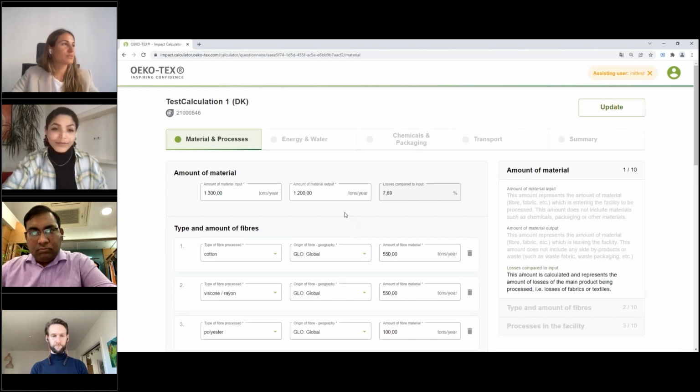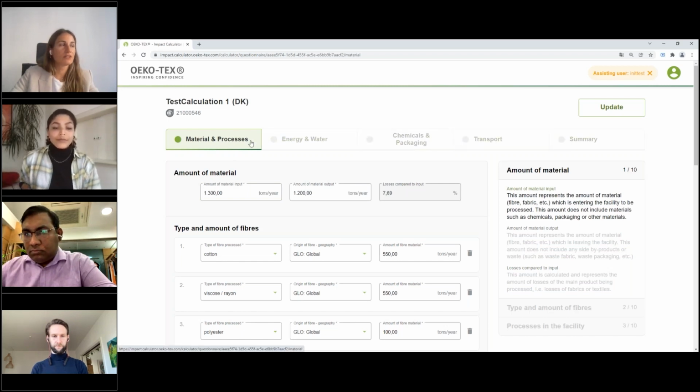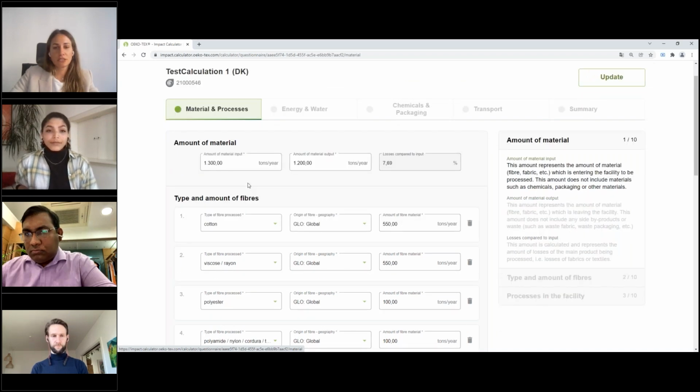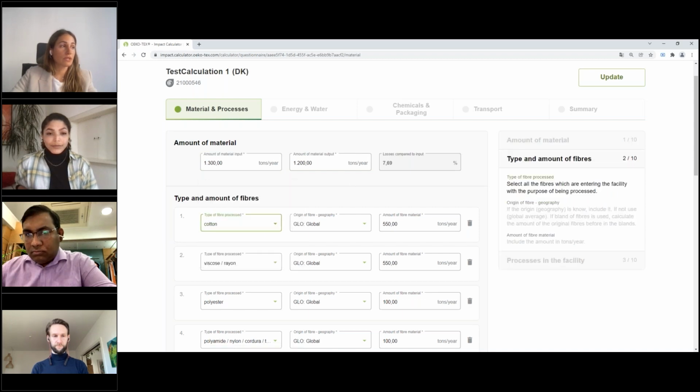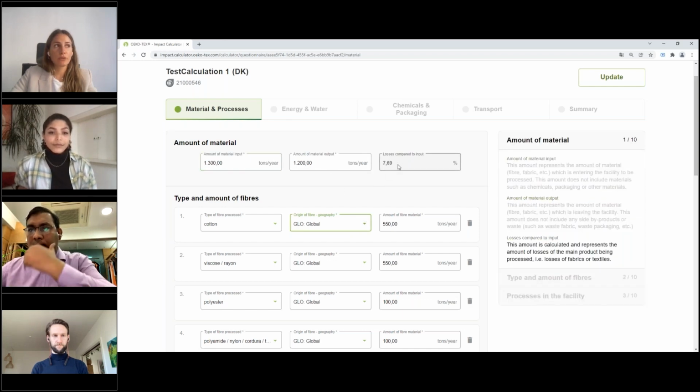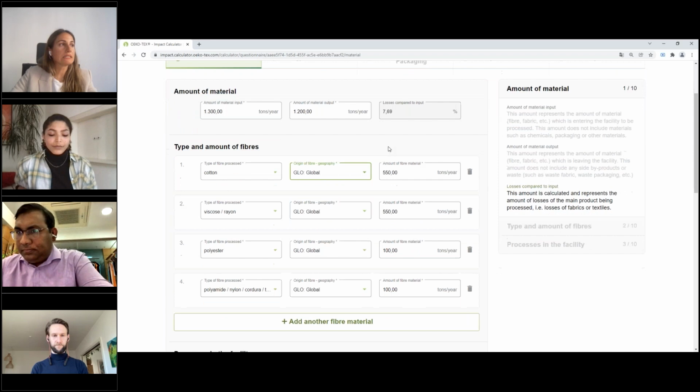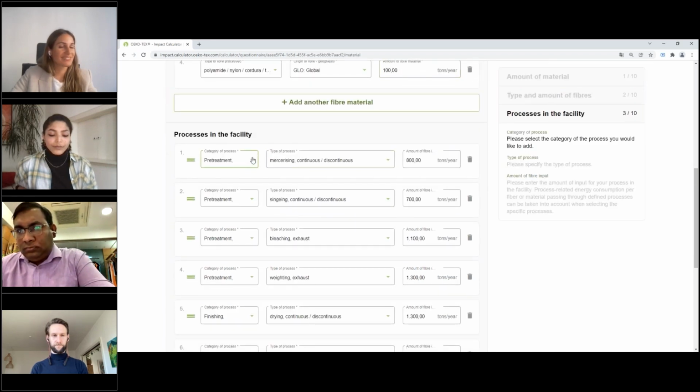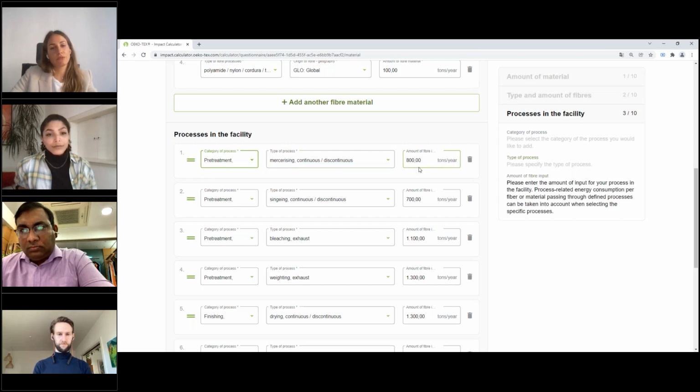And the tool is divided in different sections. So in the material and processes section, as mentioned, the facility needs to enter the amount of material running through the factory, and then also the type. For example, you can select from a drop down, and then also where it's coming from. We have some fields that are also calculated automatically. Then also the processes can be selected. We identified over 100 activities with our technicians. So important processes that are conducted by the facility, and also the material that is running through these processes.